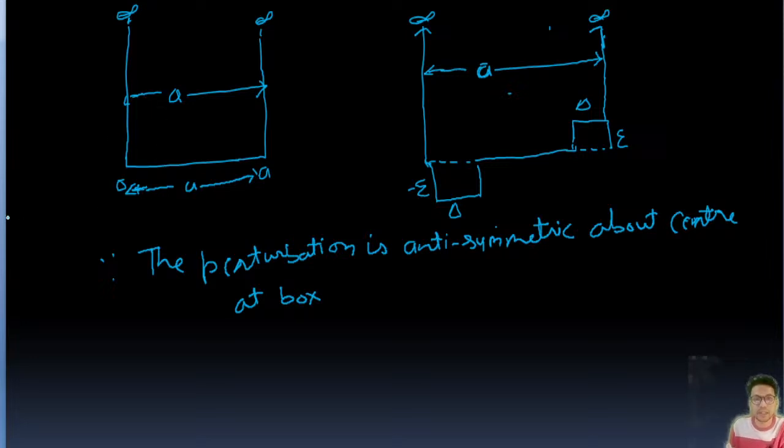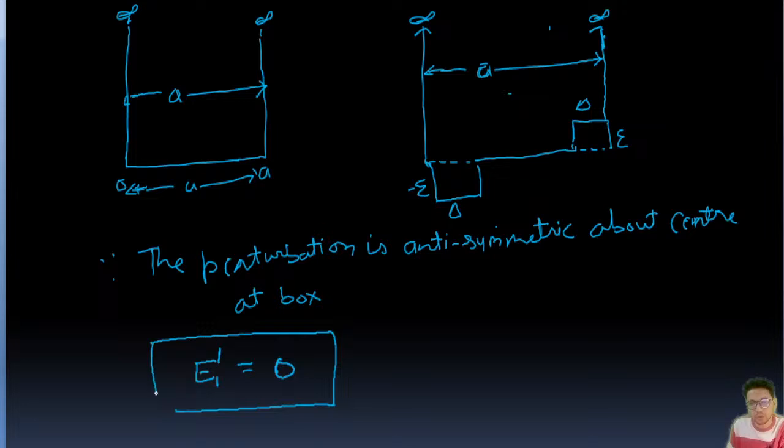Because it's antisymmetric, there's a condition. If the perturbation is antisymmetric about the center of the box, in that case E11, the first order correction in ground state energy, becomes 0. Very important one. So the first order correction in ground state energy is 0 if the perturbation is antisymmetric about the center of the box. This is very important.